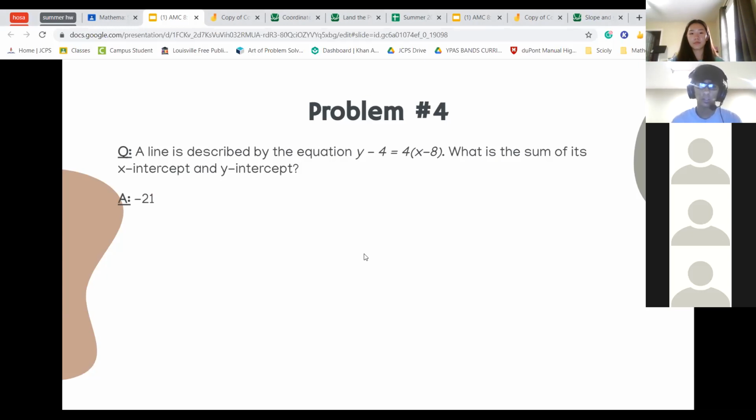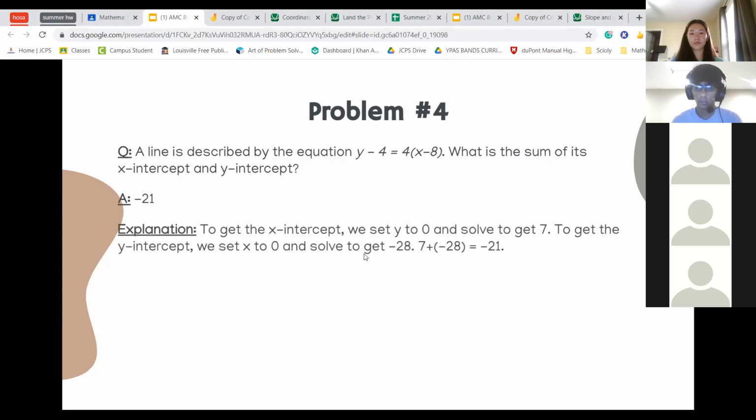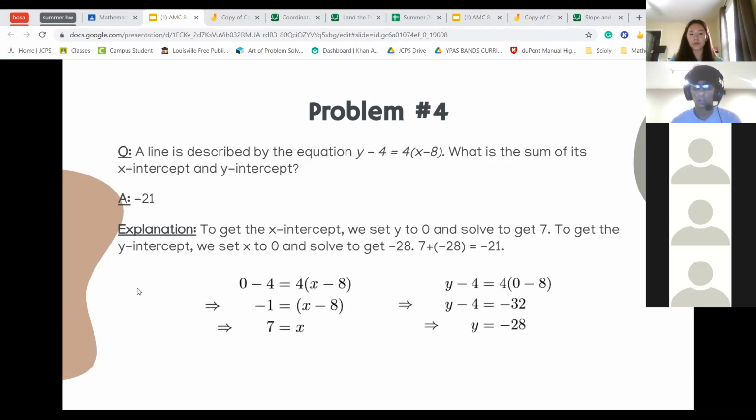This is because we find the x-intercept and the y-intercept, and then we add them together like the question asks us. To get the x-intercept, we set y equal to 0, and that gives us -4 is equal to 4 times (x minus 8). Then we divide both sides by 4, giving -1 is equal to x minus 8. Then we add 8 to both sides, and x is equal to 7. So our x-intercept is (7, 0).